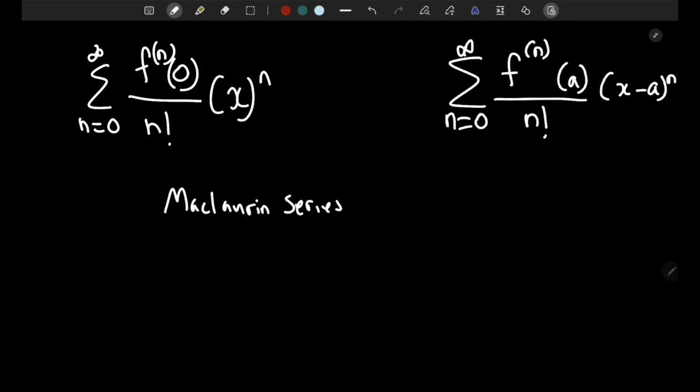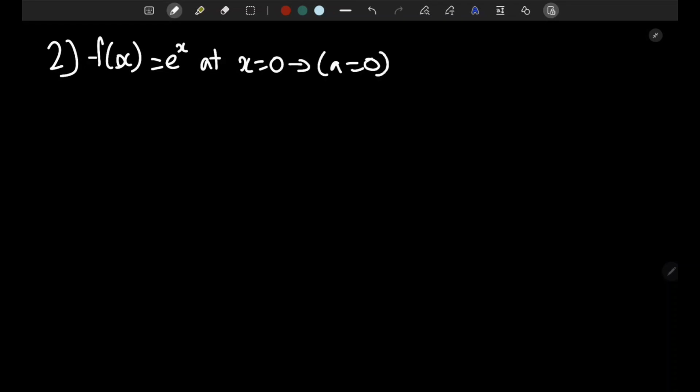So basically in Taylor series a is not equal to 0, and in Maclaurin series a is equal to 0. So now let's do some examples. This is our second question, which is f of x is equal to e to the power of x, and we are to evaluate this at x is equal to 0, which means that we need to use the Maclaurin formula here, where a is equal to 0.